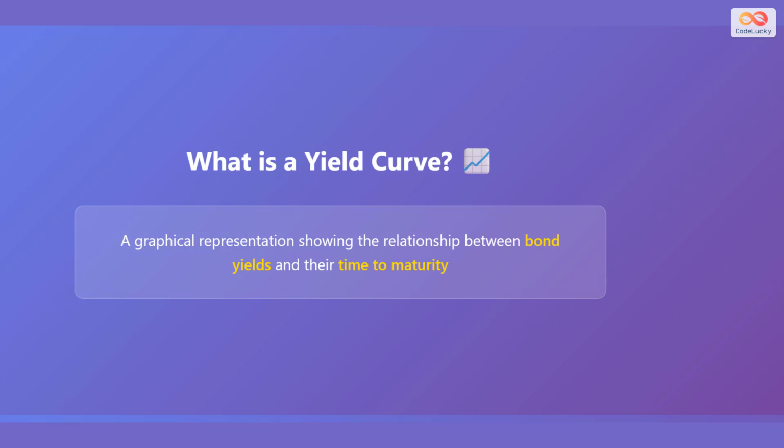A yield curve is a graphical representation that plots the relationship between bond yields and their time to maturity. Think of it as a snapshot of the bond market at a particular moment in time. On this graph, bond yields represent the return an investor can expect to earn, while time to maturity indicates how long until the bond reaches its maturity date. By connecting these data points, the yield curve reveals important insights about market expectations, economic conditions, and investor sentiment.